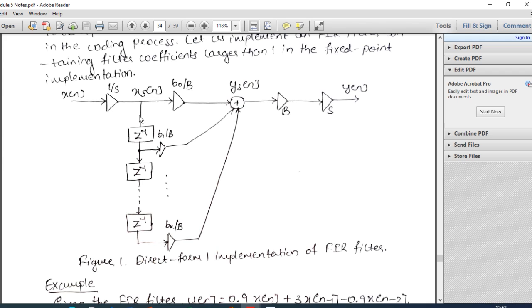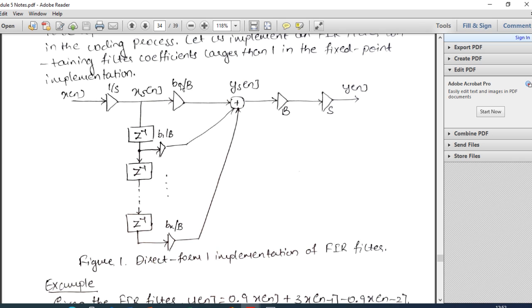Similarly, we have to scale down the coefficients of this x of n, the input signal. For that, we will use a b factor. What does this b factor do? This b factor scales down all the coefficients before it reaches the output.